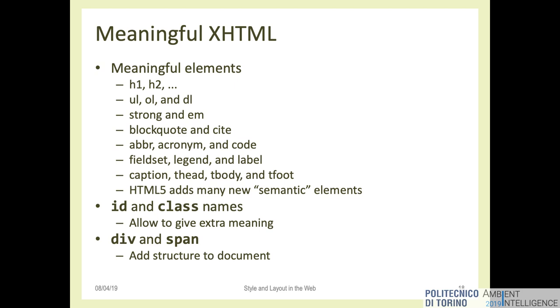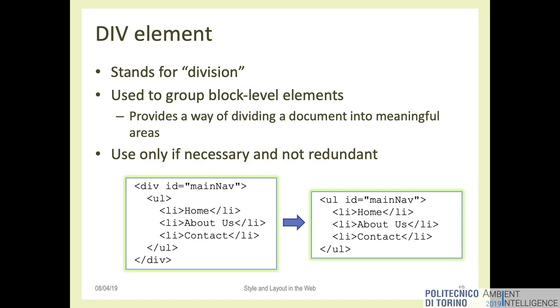You then have, as we said before, the ID and class properties to be applied to these tags. And as just hinted before, you also have the other two types of tags that are defined. The first one is div, and the second one is span. Div stands for division. It's just a container to put together block-level elements. And so it provides an additional way to group and divide the elements into different portions. Obviously, it is to be used only if it is necessary and not redundant.